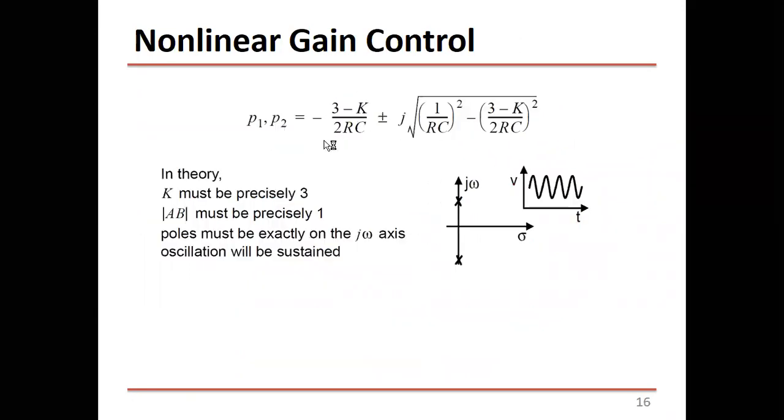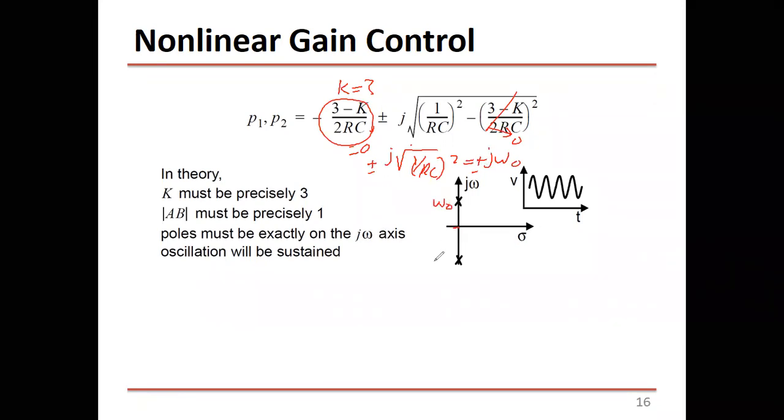So if K is exactly 3, what's going to happen? Then this term here is 0, so the real part is 0. You don't have any real part. And the imaginary part, this term here is also 0, and the imaginary part will be just J square root of 1 over RC squared, which is J omega 0, plus minus. So you have one pole at omega 0 and one at negative omega 0. This is if you design K precisely as 3. Then we have a continuous oscillation like this.